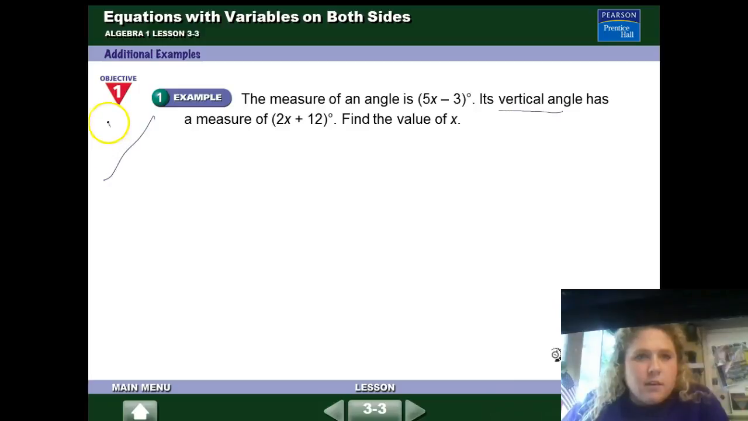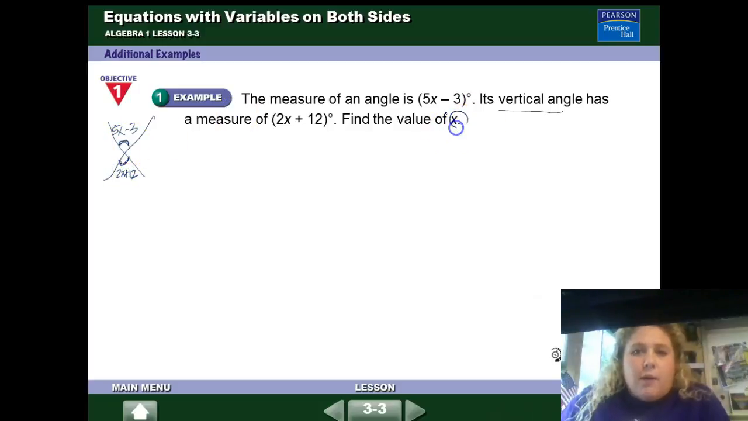So if you guys remember, a vertical angle is angles that are on both sides. So this angle here is going to be congruent to this angle here, okay? And a vertical angle is saying 5x minus 3, that's what this angle is congruent or the same as, 2x plus 12.